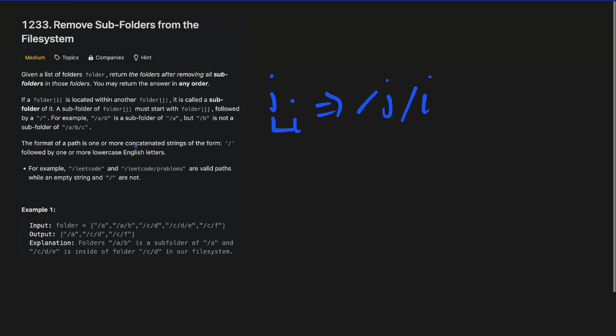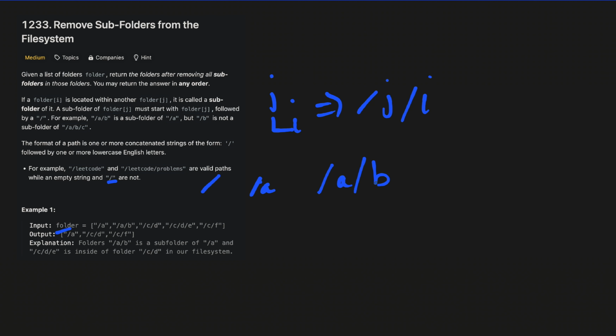The format of a path is one or more concatenated strings of the form slash followed by one or more lowercase English letters. For example, /Leetcode and /Leetcode/problems are valid paths, while an empty string and / are not. So we are given a bunch of folders and we are never given root folder or an empty string.